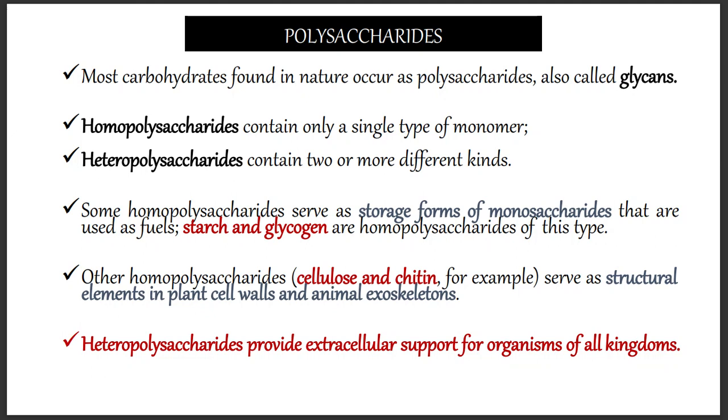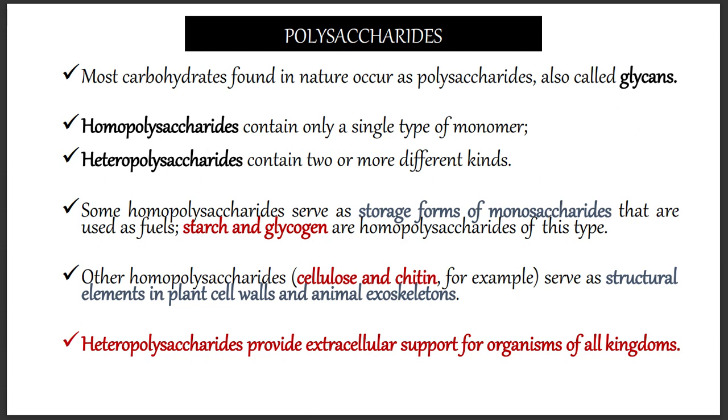Now talking about polysaccharides, you are getting a lot of monosaccharides and putting them together. They are also called glycans. So polysaccharides can either be homopolysaccharides, meaning they are made of one single type of monomer or one type of monosaccharide. Heteropolysaccharides are made up of different types of monosaccharides. Now, these polysaccharides can be used for storage or as structural elements.